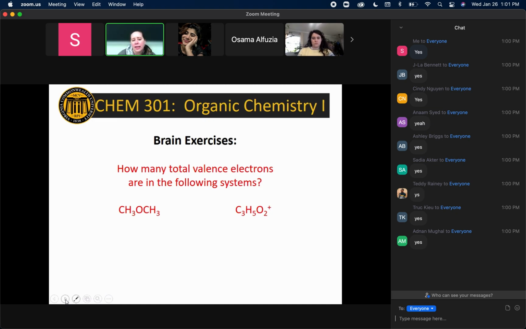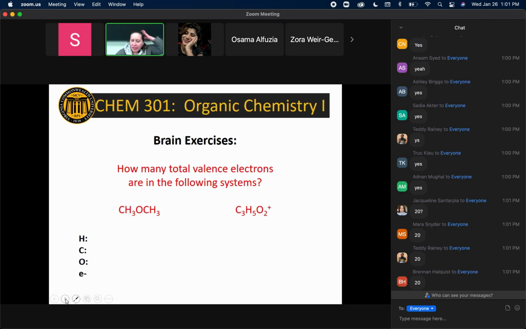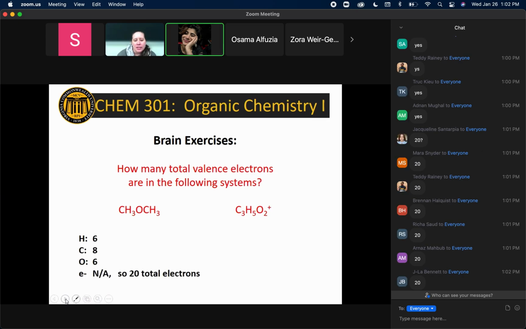For the molecule on the left, has anyone figured out the number of valence electrons? Yeah, 20. 20, great. So the easiest way to do this is to break down into each element and how many each element brings in.